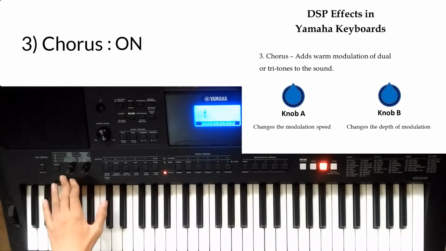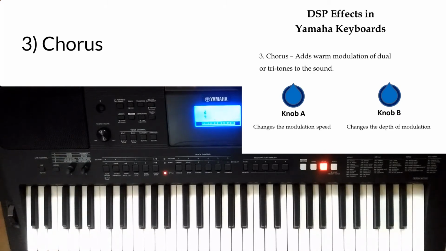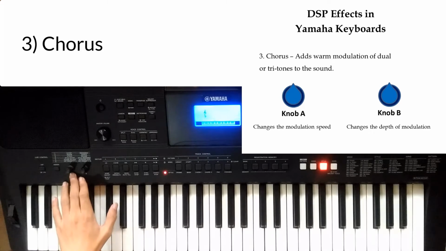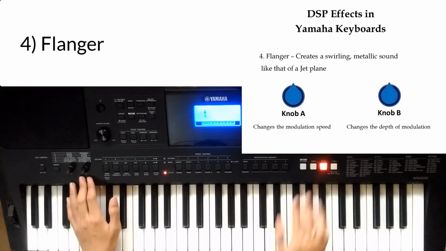As you have heard, very nice, very spooky kind of effect it gives. Knob A for this feature changes the modulation speed, and knob B changes the depth of the modulation. Okay, so the next feature is flanger.